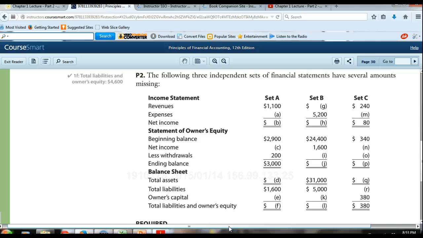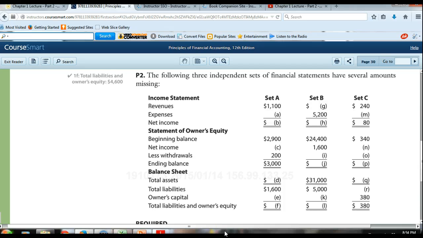80. Now, guys, do you see down here in the balance sheet, they gave us our owner's capital of 380? What does that make P? 380. And we have our net income of 80. So we have our beginning balance of 340 plus our 80, that's 420. And our ending balance was 380. What's that going to make our withdrawals? 40. Perfect.